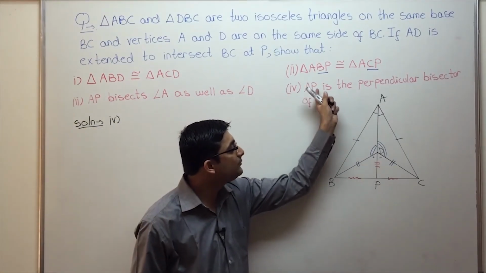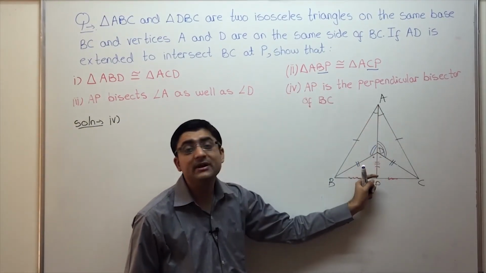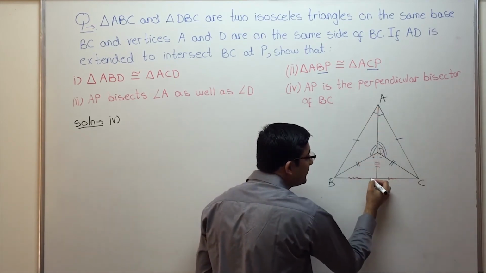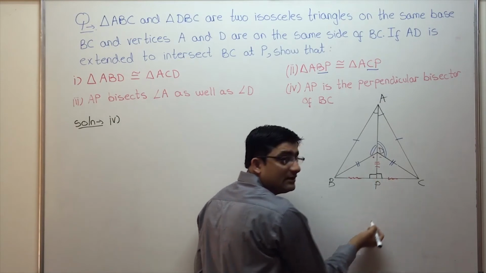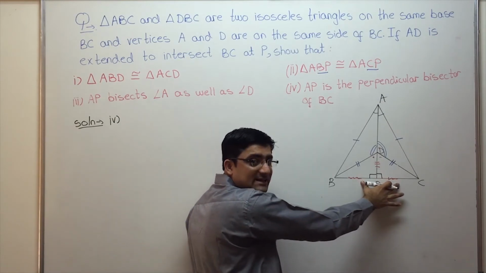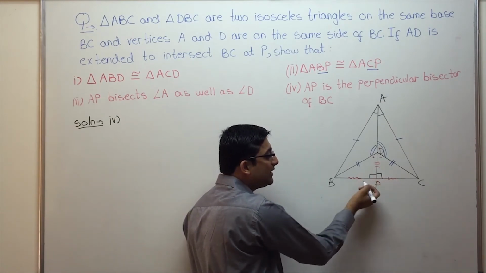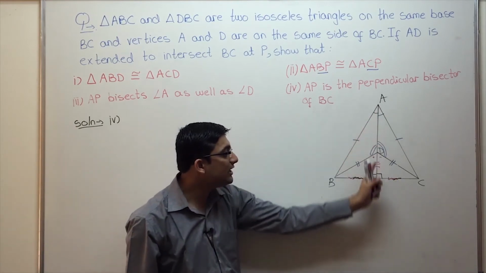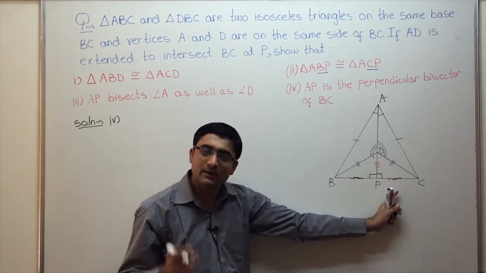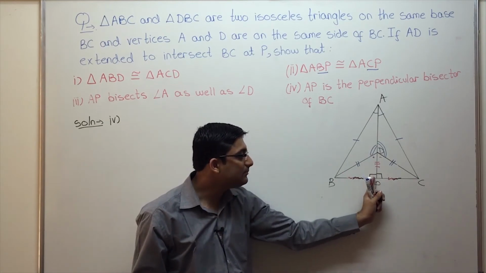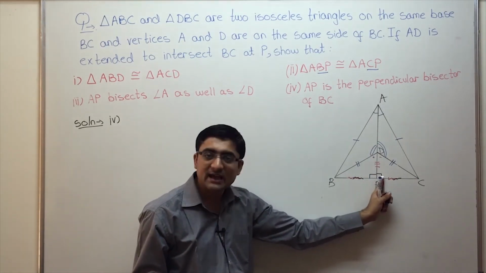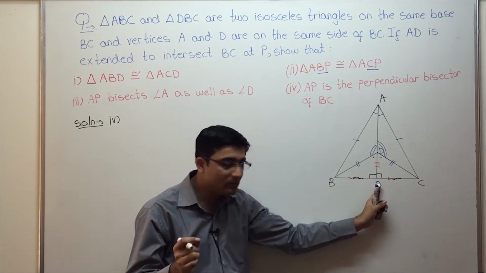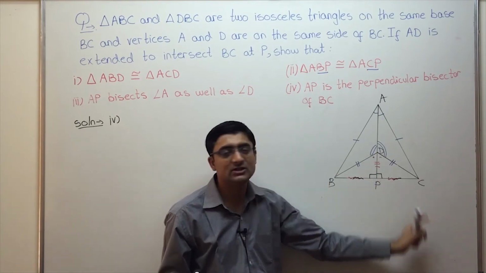In the fourth part, we have to prove that AP is the perpendicular bisector of BC. What that means is that perpendicular means that we have to show these two angles are 90. Bisecting BC. Bisect BC means to divide BC in two equal parts. So we have to show BP is equal to CP. I repeat, how do we show AP is the perpendicular bisector of BC? Perpendicular bisector means it is perpendicular to BC. So each of these angles is 90. And it is bisecting BC, that means it is dividing BC in two equal parts. That is, we have to show BP is equal to CP.